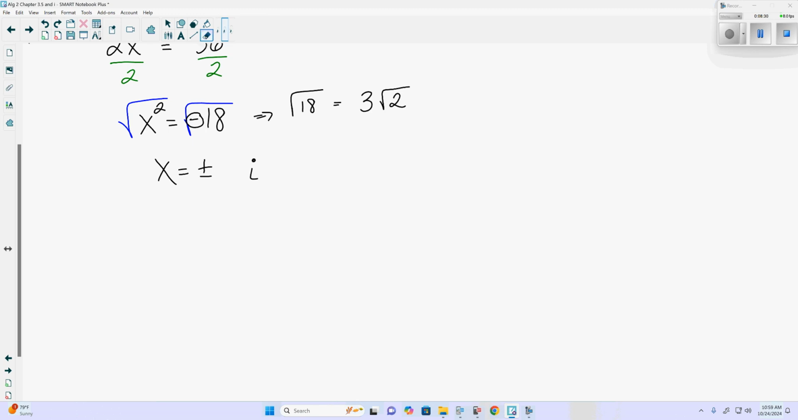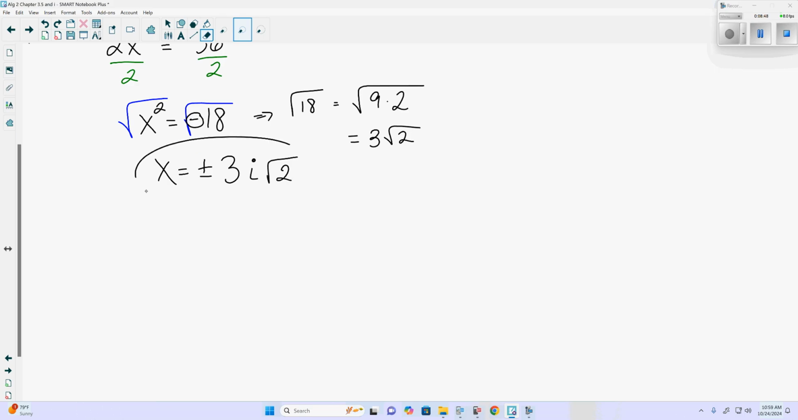Because really what we're going to do, and what the calculator does to simplify this, is it splits it up to the square root of 9 times 2. Square root of 9 is 3. We can't take square root of 2. So it'd be 3i square root of 2.